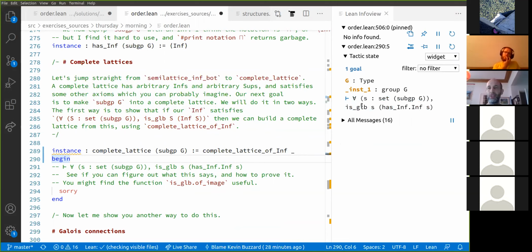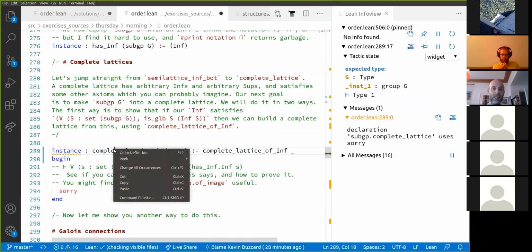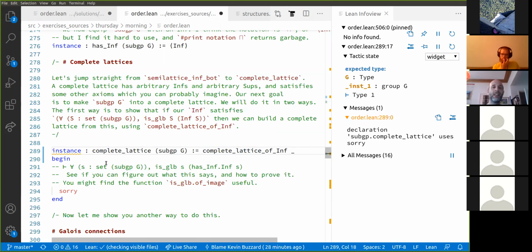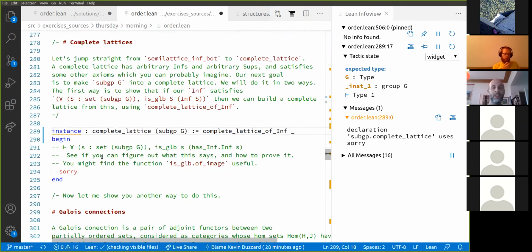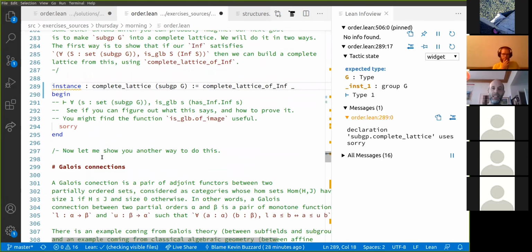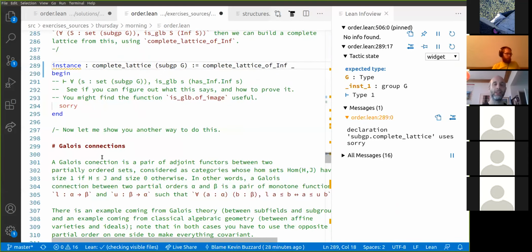So now here we've got to prove that given a collection of subgroups of G, their inf is actually the greatest lower bound. So we need to prove some lemma about infinite intersections. And so given an inf with this property, we instantly make a complete lattice. And a complete lattice is just what you think it is, right? It has arbitrary infs, it has arbitrary sups, and it satisfies some axioms. It says x is at least inf x, you know, I don't know. It satisfies some tedious axioms that we're not going to go into.